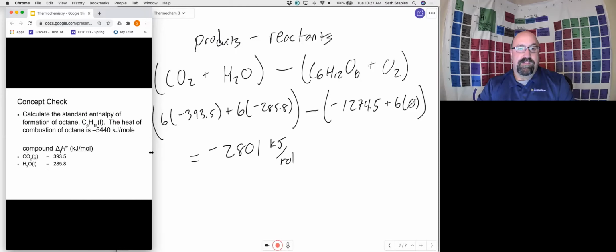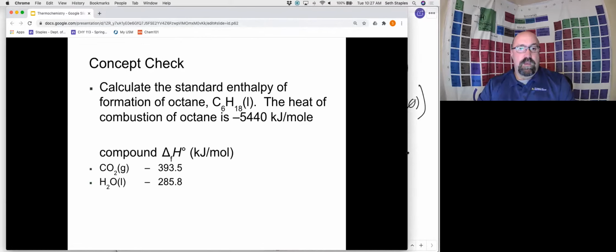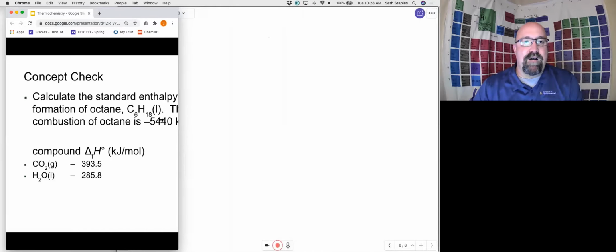Let's look at one more example. So here, we want to actually calculate the standard enthalpy of formation of octane. So here we're trying to calculate our delta HF of a particular compound. We are given the heat of combustion of octane. So we're told the overall energy of this reaction. We're going to use that. And so ultimately what we want to calculate is our delta HF of this compound right here, octane. We're given the heat of combustion of octane.